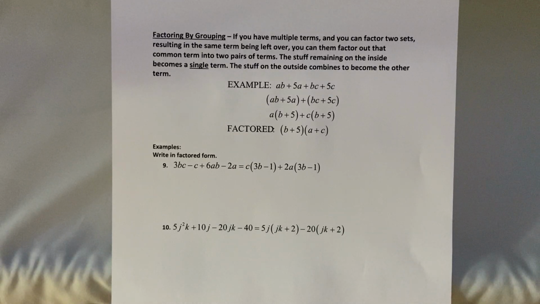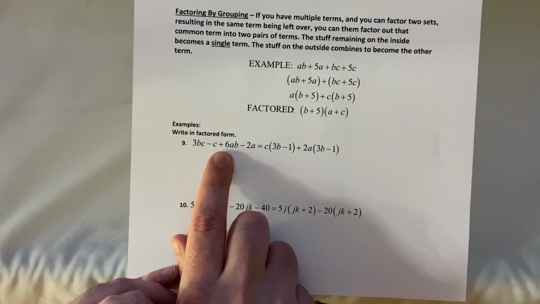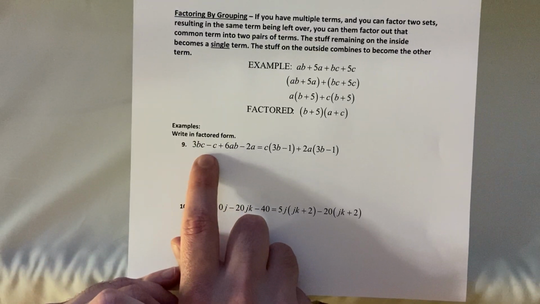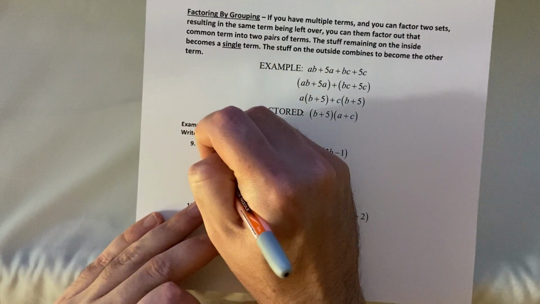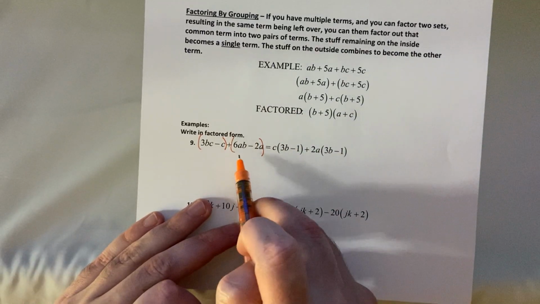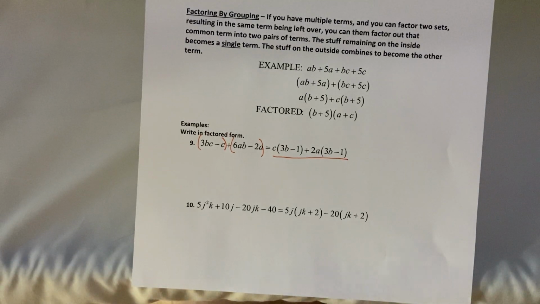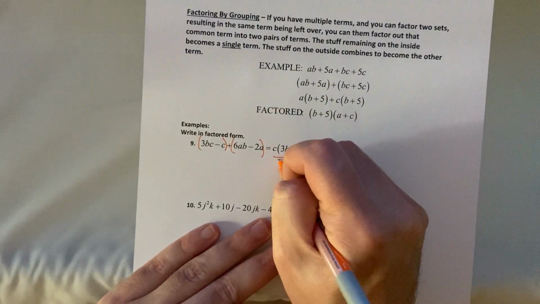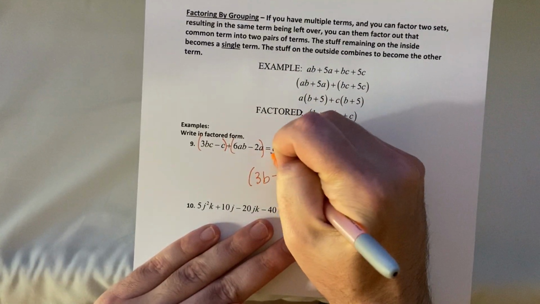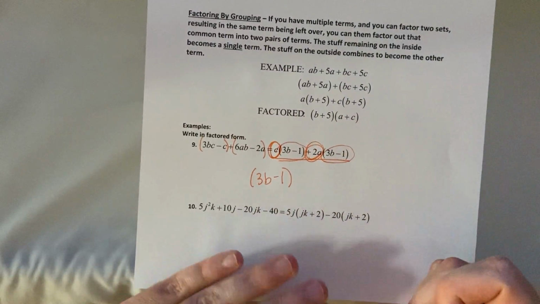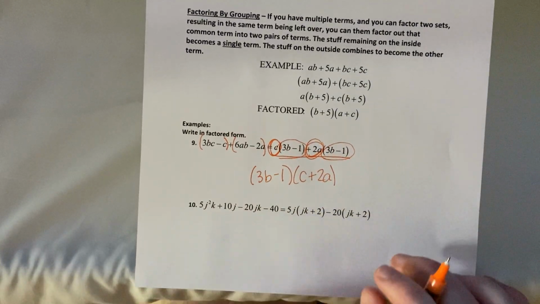So let's start you off with how this should go. 3bc minus c plus 6ab minus 2a. So they've already started the problem for you by showing you what they share. So the first 2 terms share a c. The second 2 terms share a 2a. So they leave you with c times 3b minus 1 plus 2a times 3b minus 1. Because these 2 pieces are shared, this can be factored out. 3b minus 1. What's left comes together to your second factor. So that means c plus 2a is your second factor.